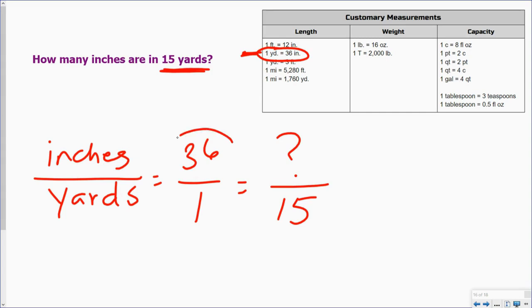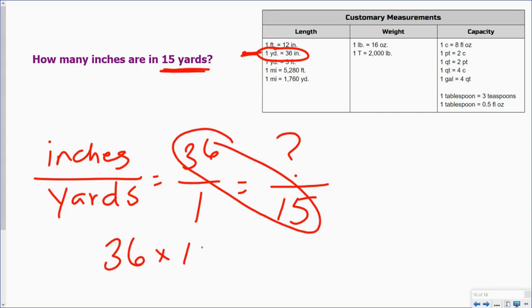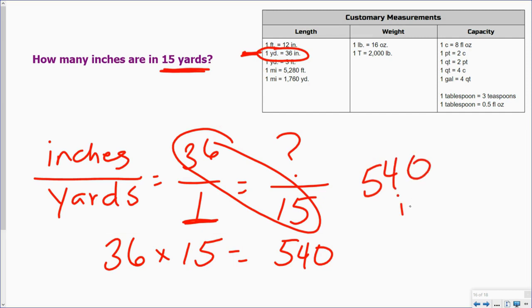So again, I cross multiply. I would take 36 multiplied by 15. And 36 multiplied by 15 is 540. Well, if I take 540 and divide it by 1, that just gives me 540. So in this case, 15 yards gives me 540 inches.